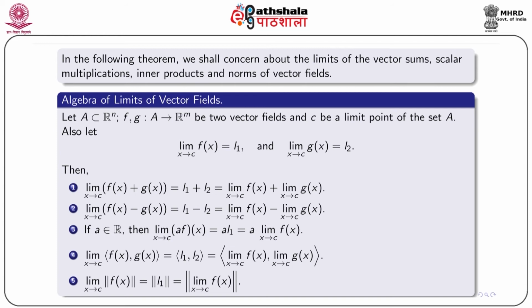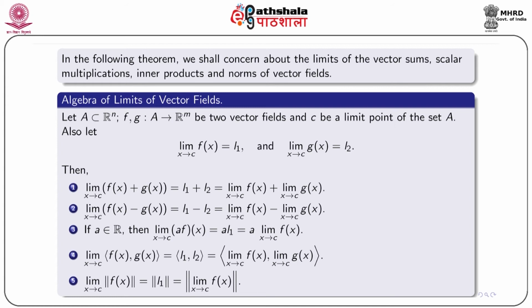Then, the limit of the vector field f plus g exists at the point C, and we find that limit as x tends to C of (f plus g)(x), that is f(x) plus g(x), equals L1 plus L2, which is nothing but the limit of f(x) plus the limit of g(x) as x tends to C. That is, if the limits exist, then the limit of the sum equals the sum of the limits. A similar result holds for the difference.